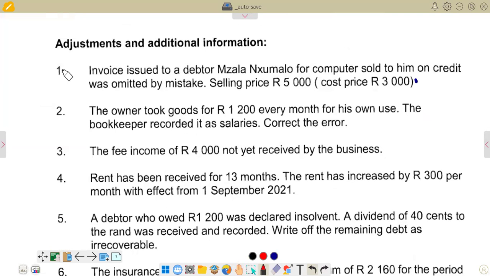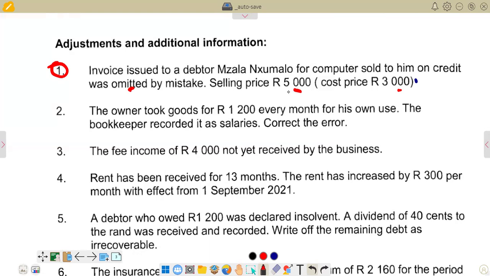So if you come here on the first part, which is 1, it reads: invoice issued to a debtor, Mzala Kumalo, for computer sold to him on credit was omitted by mistake. Selling price 5,000, and then we've got our cost price 3,000. So you'd see that this was omitted. Basically, it means it was not included as part of sales.